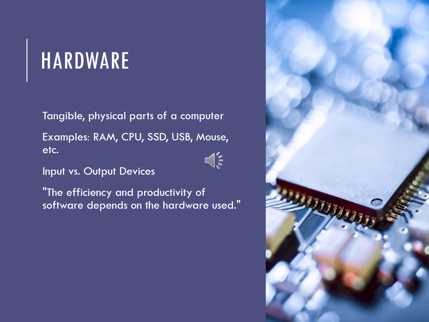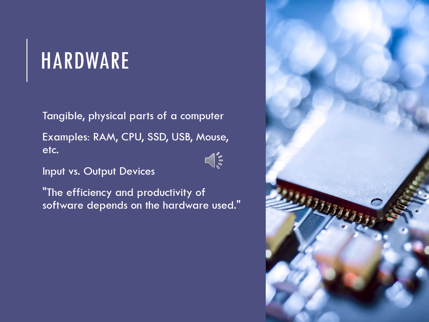Hardware is the physical parts of a computer, and these parts are tangible, meaning they can be physically touched and physically destroyed. Examples of hardware are RAM, CPU, SSD, USB, a mouse, and etc. All these examples have their own significant uses and they correlate with each other in a way. For example, a mouse has a USB attached to it that allows it to get inputted into the laptop or computer, which is why it's considered an input device.